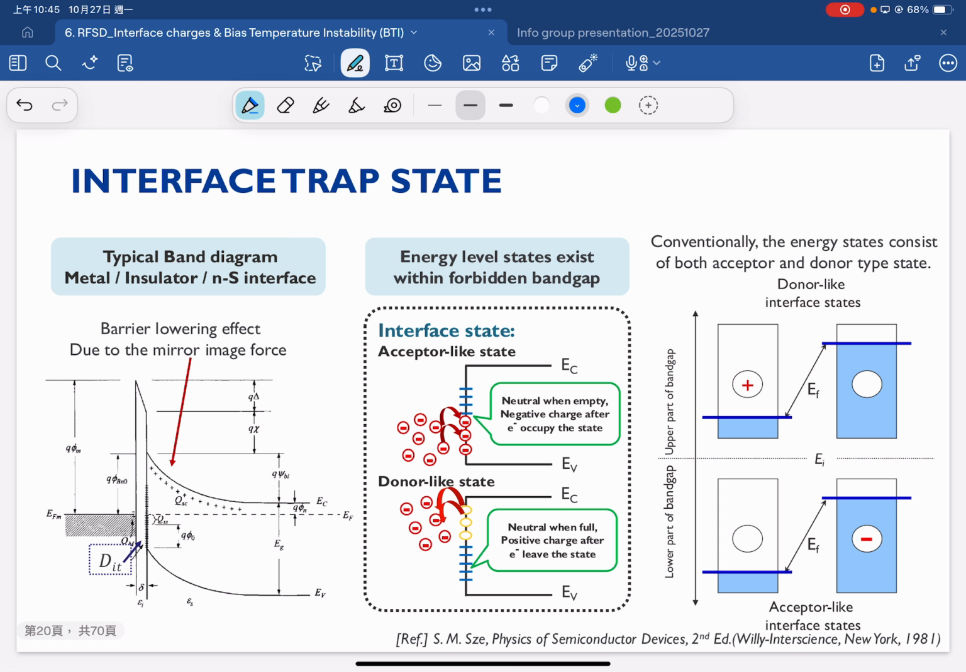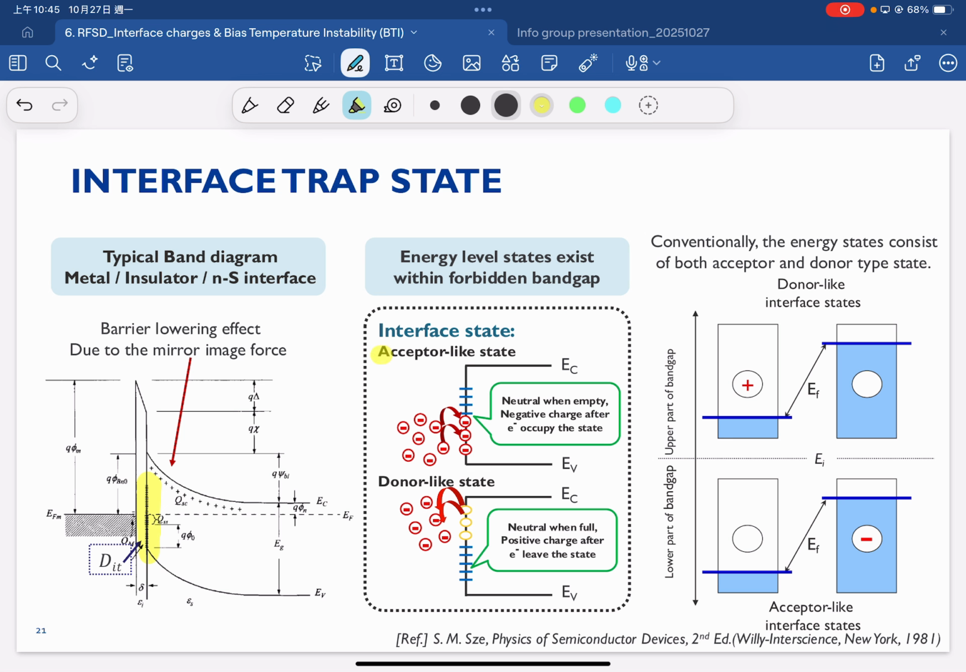So here is some more detail related to the interface state that can happen in the band diagram. The left hand side is the one we already mentioned, a region where we have this interface state. But the interface state can also be divided into two different categories.